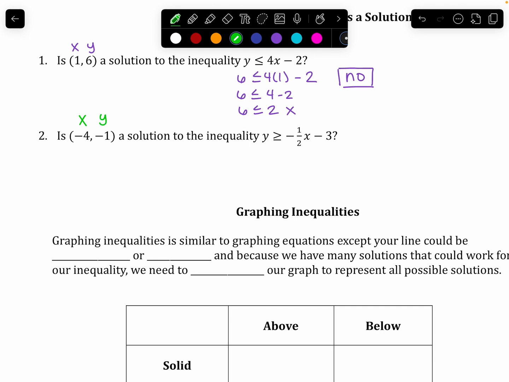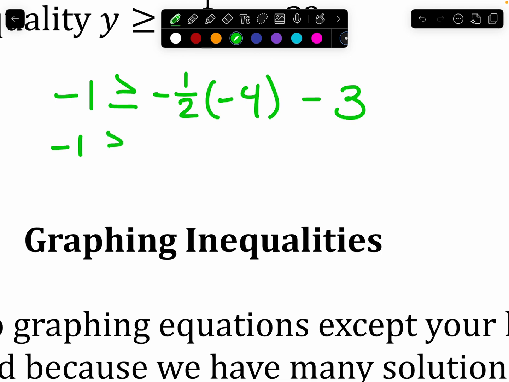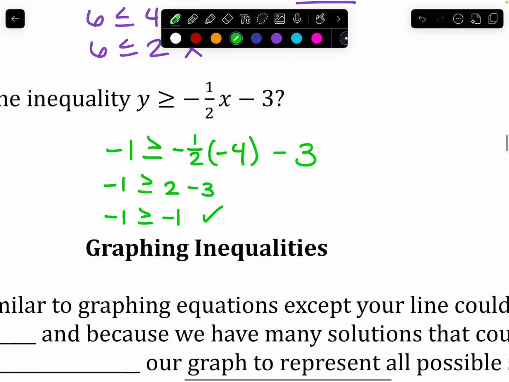I'm going to do the same thing down here. Here's my x, here's my y. We've got -1 is greater than or equal to -1/2 times -4. So many negatives in here, minus 3. We have -1 is greater than or equal to 2 minus 3. We have -1 is greater than or equal to -1. This is true. -1 is not greater than -1, but it is equal to -1. And so because of that, we can say that, yes, this is a solution.